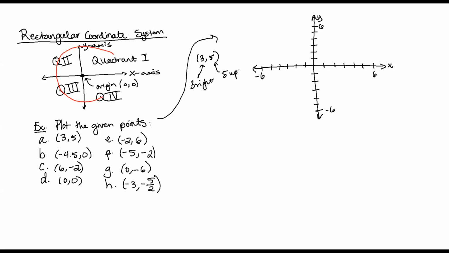So we're going to start at the origin and go 3 to the right and 5 up. And I'm going to label this A, just so we know which one's which. All right, so now let's try part B, negative 4.5, 0. So again, we're going to start at the origin, and now we're going 4.5 to the left. So 1, 2, 3, 4 and a half. So we're right in the middle. And then up or down 0. So we're actually going to be right here.